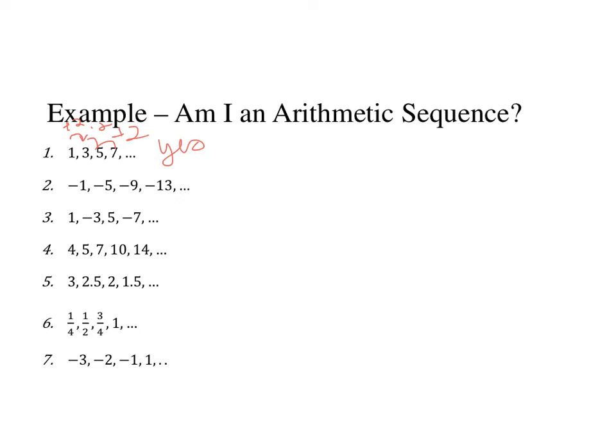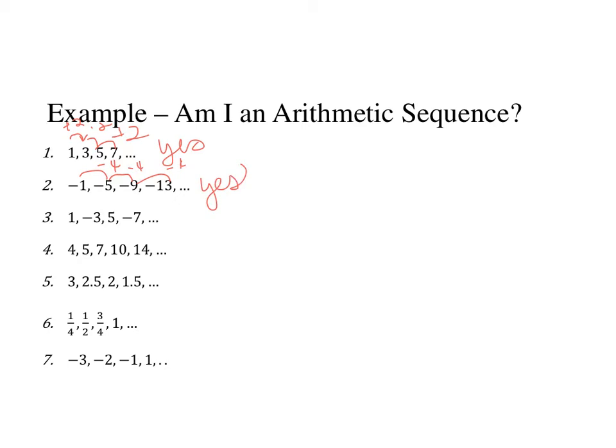Next sequence, to go from 1 to -5, I am subtracting 4. And if I subtract 4 again, I get -9. And if I subtract 4 again, I get -13. So this is also an arithmetic sequence.